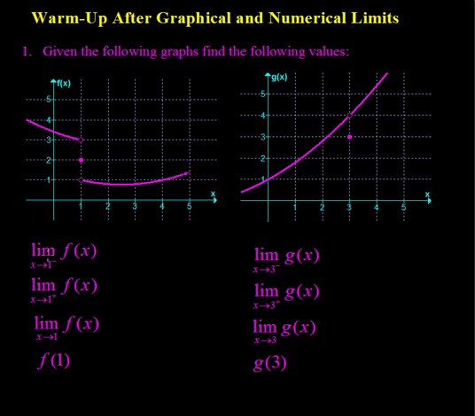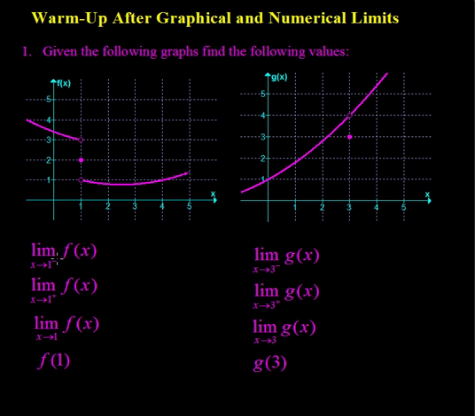You can notice on the first problem here, given the following graphs, find the following values. So what we have is two graphs here, one f of x, one g of x. Set of questions here about f of x. So let's take a look at that. So the first one is asking, what's the limit of f of x as x approaches 1 from the right?